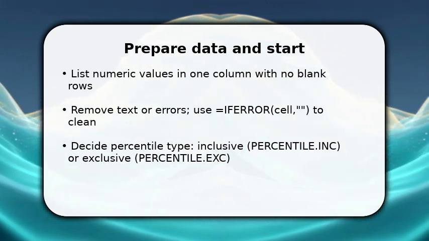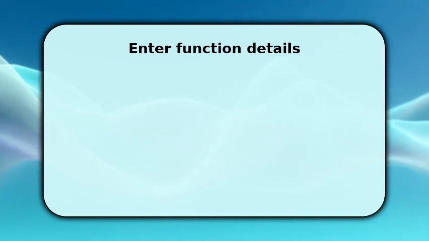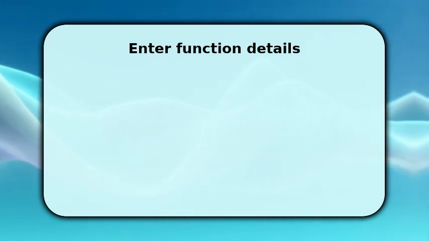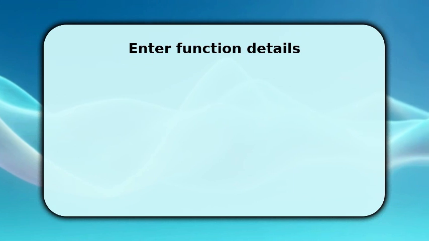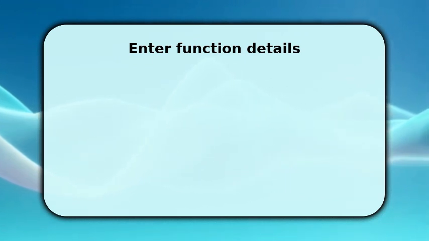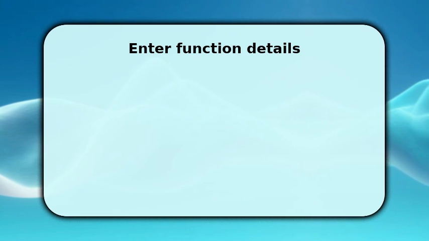With the function started, supply the array then the k value. For a 90th percentile, you can enter 0.9 directly or reference a cell formatted as 90% so you can change it later. Once you hit comma, Excel reads the second argument and computes the interpolated point based on your array. That is why order matters. After closing the parenthesis, press Enter.